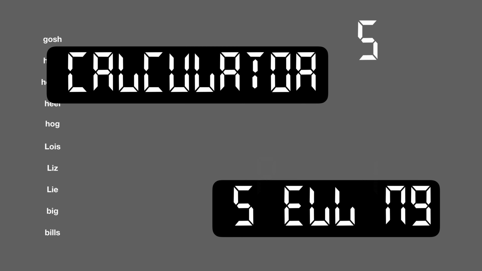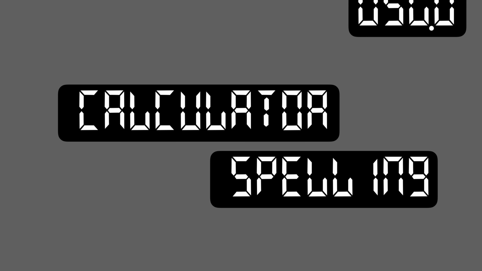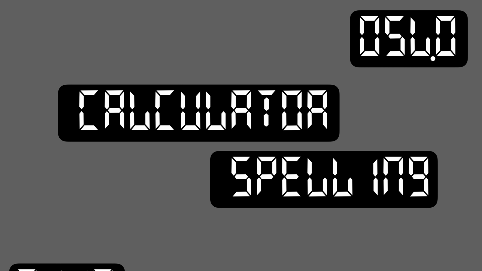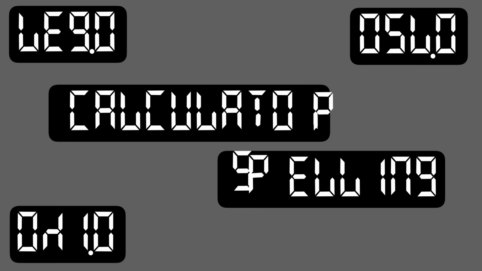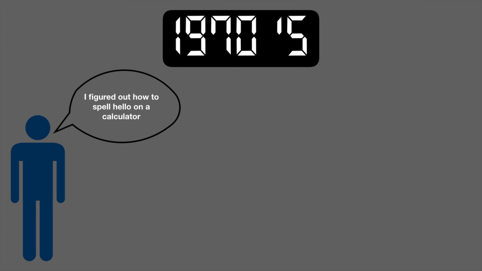I am sure that most people know what calculator spelling is. Most people often do so when they are bored in math class and want to show off some skill. Traditionally, most calculators have a 7-digit display that looks something like this. Calculator spelling goes back to the 1970s, and people have gradually been finding more words.